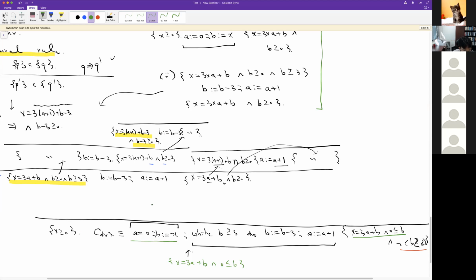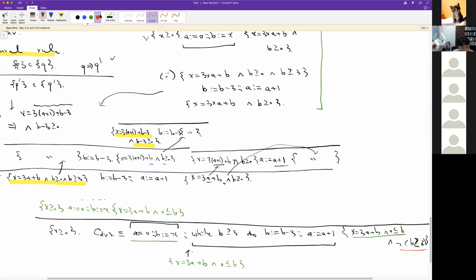But we already proved, let's just use green, that if X is greater than or equal to 0, then after this initialization part, the post condition is true: X equals 3A plus B and B is at least 0. So that was our first exercise that we solved over there.